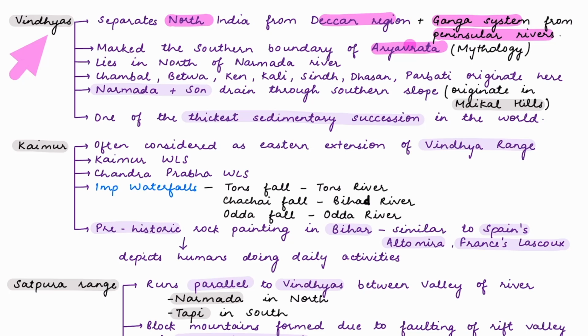Further, this Vindhyan range is also the birthplace of many important rivers such as Chambal, Betwa, Ken, Kali Sindh, Dhasan, Parvati, and the southern slopes of the Vindhyan range are drained by two very important rivers of central India, the Narmada River and the Son River. Now, one thing I would like to make very clear is that Narmada and Son did not originate in Vindhyas, they originate in the Makal Hills, Makal Range. I will discuss it separately, but they go through the southern slope.